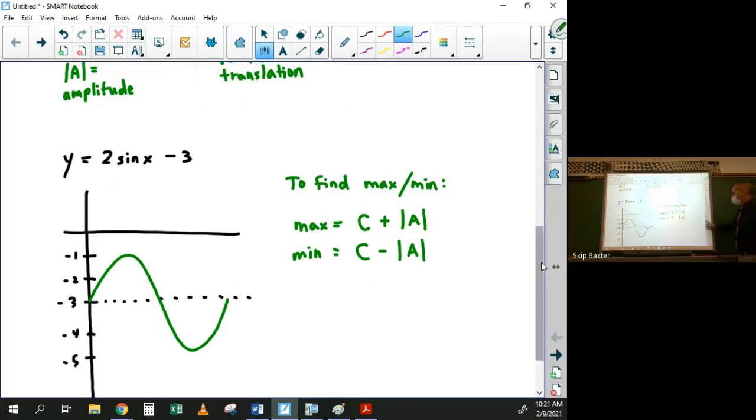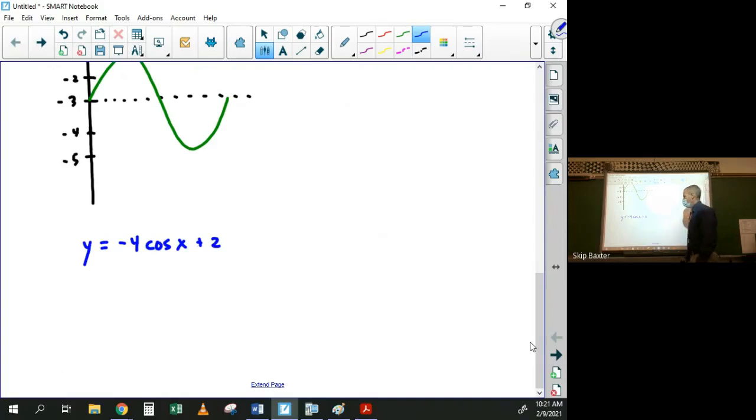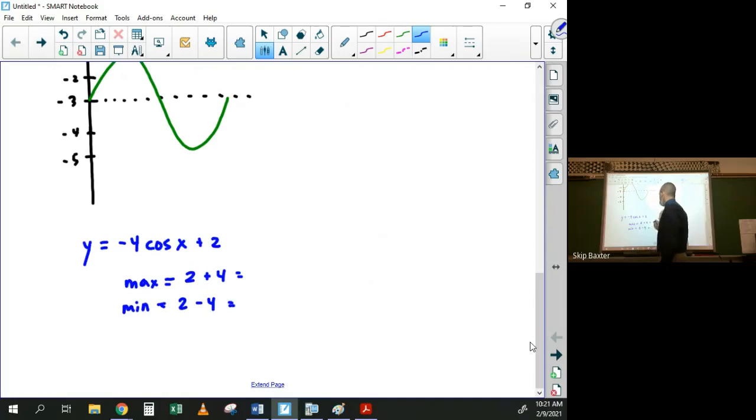Okay? So if they gave you just an equation, something like y equals -4 cosine x plus 2, then you know that the max would be 2 plus 4, and the min would be 2 minus 4. So this would be 6, -2. That's as high as the graph goes. That's as low as the graph goes. Kind of easy, right? Definitely review, I hope.